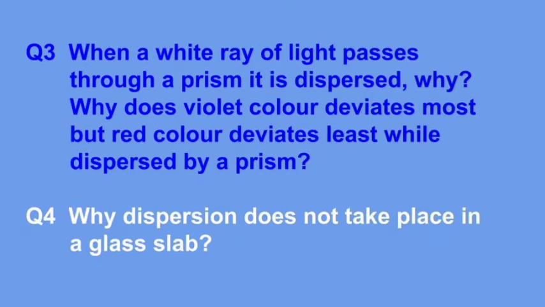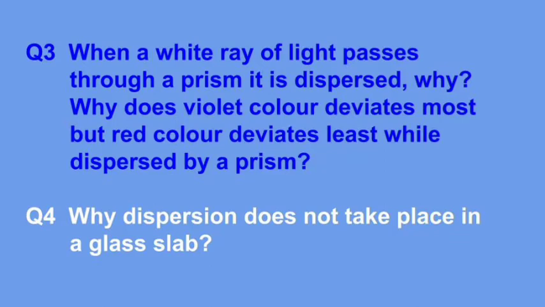Next question is number 3. When a white ray of light passes through a prism, it is dispersed. Why? Why does violet color deviate most but red color deviate least while dispersed by a prism? For this question I am giving you the answer.